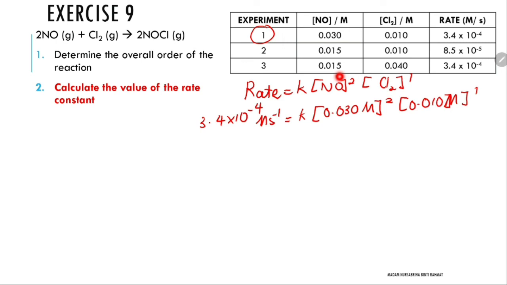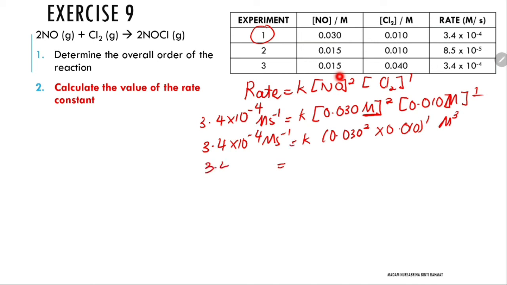Let's simplify. This becomes 0.030 to the power of 2 times 0.010 to the power of 1, whereas the molar unit becomes M to the power of 2 plus 1, so M to the power of 3. So 3.4 times 10 to the power of negative 4 M s negative 1, and that one becomes 9 times 10 to the power of negative 6 M to the power of 3.